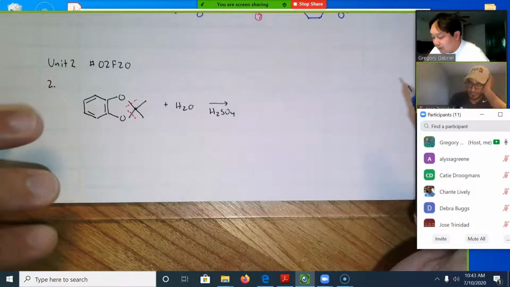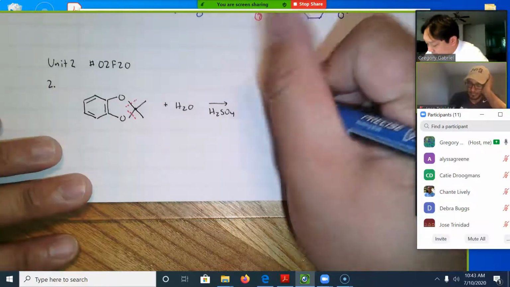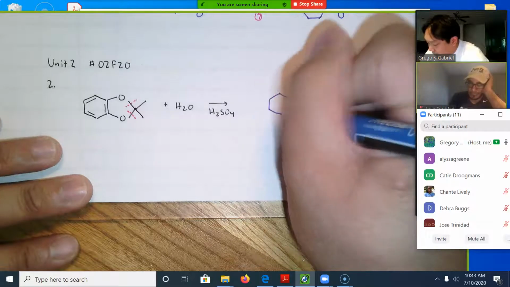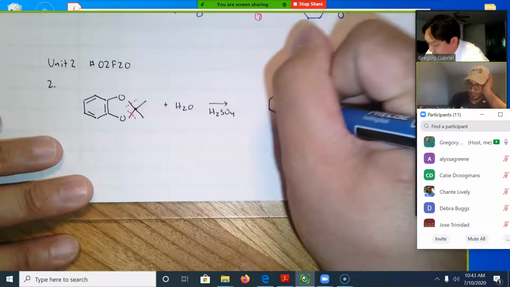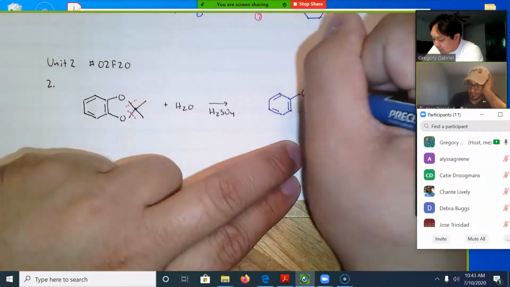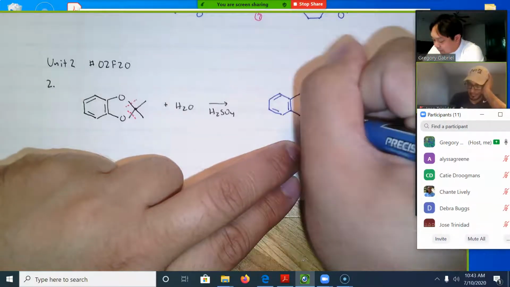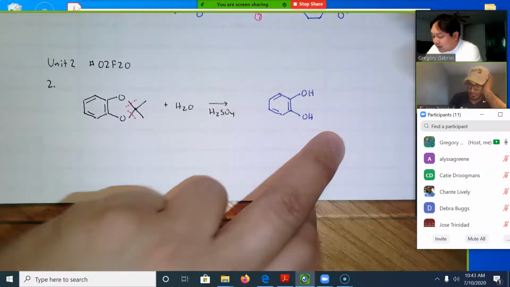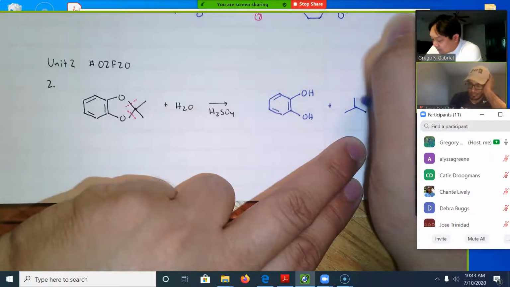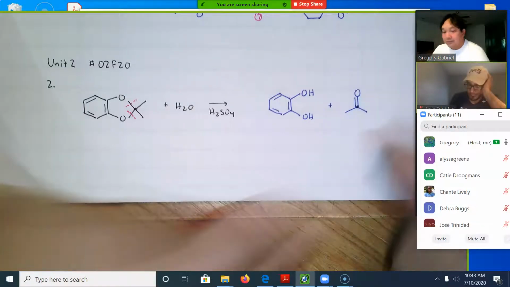This is weird because I don't think there are a lot of examples where the diol is on a benzene ring. And what do I have as the other product? So here's your dot right there. Okay.